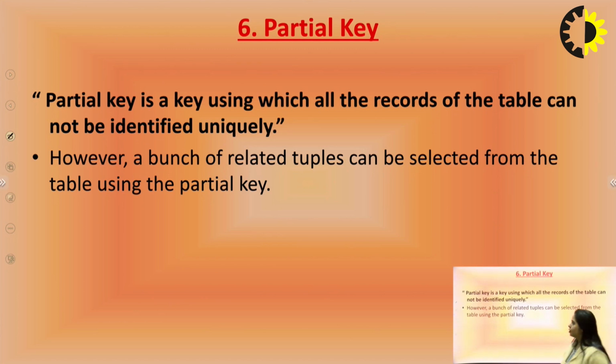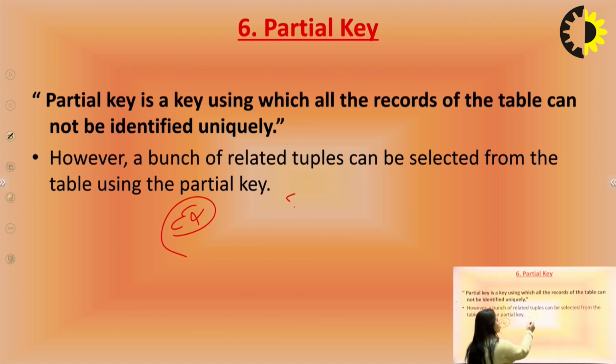Next, coming to the partial key. What is the partial key? A partial key is a key using which all the records of the table cannot be identified uniquely. Now, what does it mean? If we are talking about the key concept, we studied that it can uniquely identify the attribute. Now, the concept of partial key, what is it? Let's take an example.